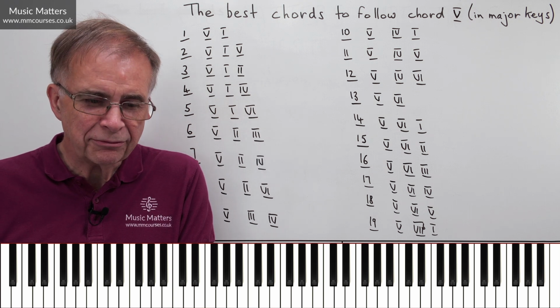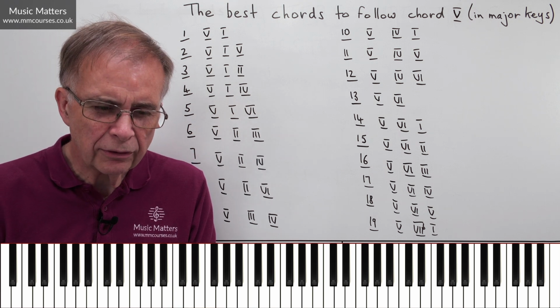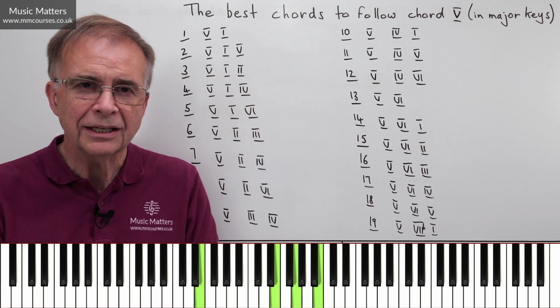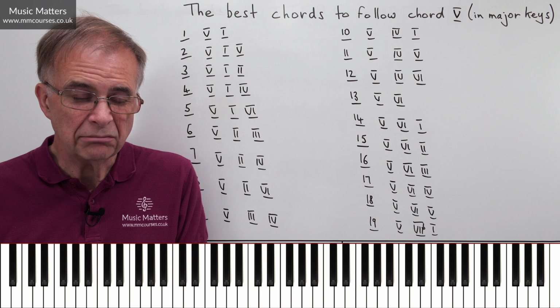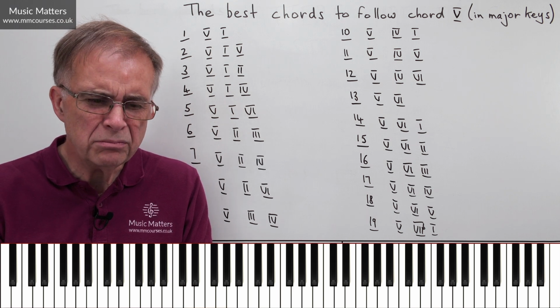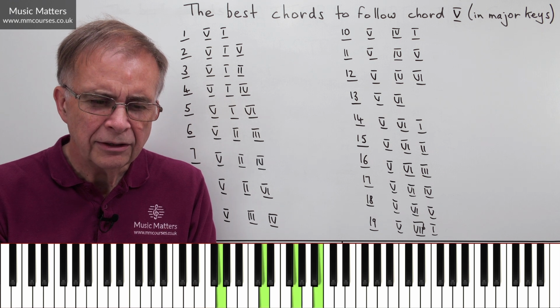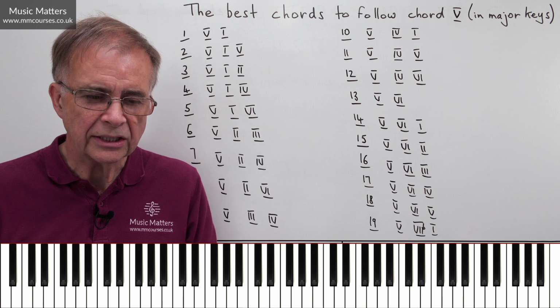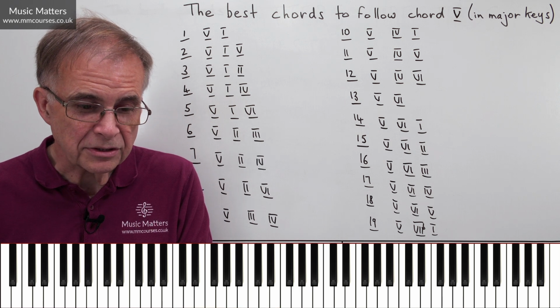Option 6, 5 to 2 to 3. Well, 5 to 2 to 3. 3 is one of those chords that lots of people shy away from, but actually that's got quite a nice kind of modal feeling to it, isn't it? 5 to 2 to 3. So that could be something a little bit different.